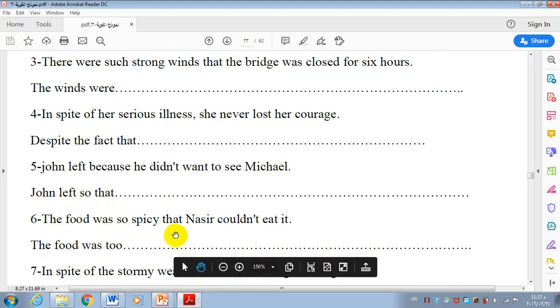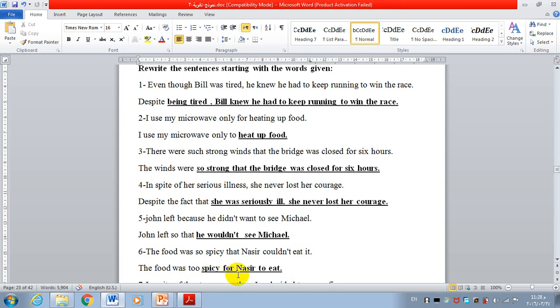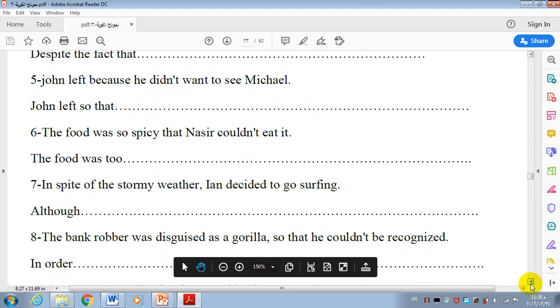Number 6. The food was so spicy that Nasser couldn't eat it. Rewrite the sentence starting with the food was too. Excellent. The right answer is the food was too spicy for Nasser to eat. Here we use too plus the adjective and the noun plus to plus infinitive. To express something you can't do, like you see in the example, the food was too spicy for Nasser to eat, so he didn't eat the food.